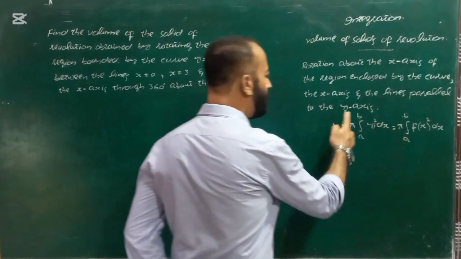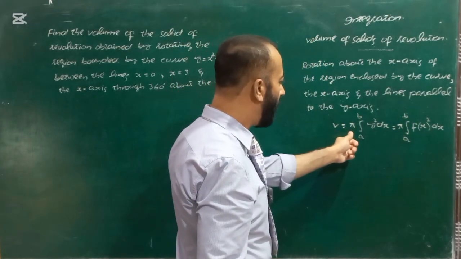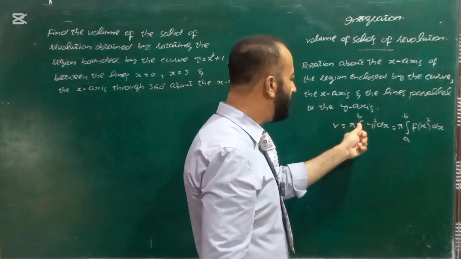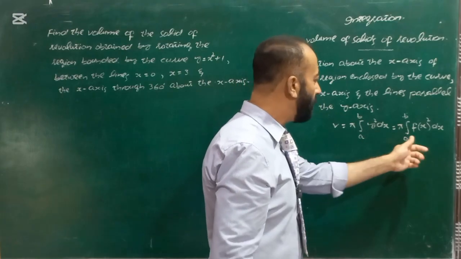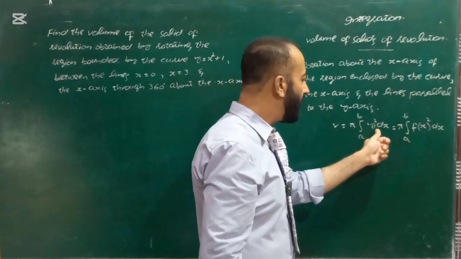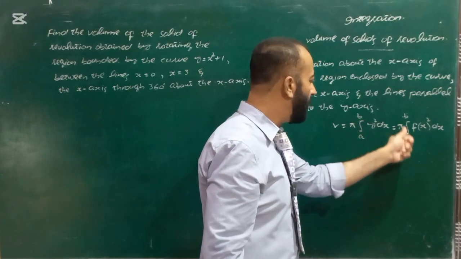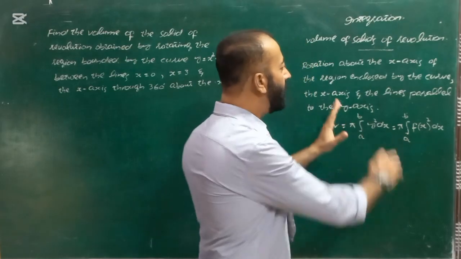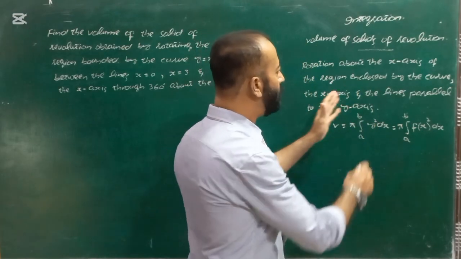The concept is rotation about the x-axis of the region enclosed by the curve, the x-axis and the lines parallel to the y-axis, which will be given by V equals pi integral of y squared dx, with limits from a to b. Because y is equal to f(x), f(x) will be replaced by y, and the rest of the things remain the same. So it is pi, limit from a to b, f(x) squared dx. This is the concept when we find the volume of the solid of revolution about the x-axis.